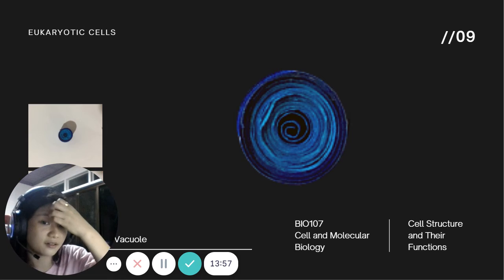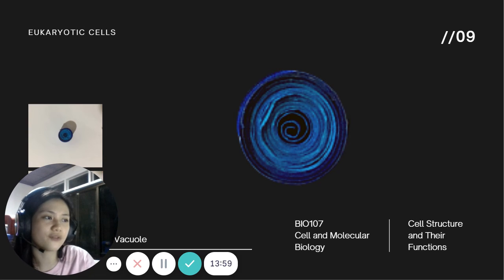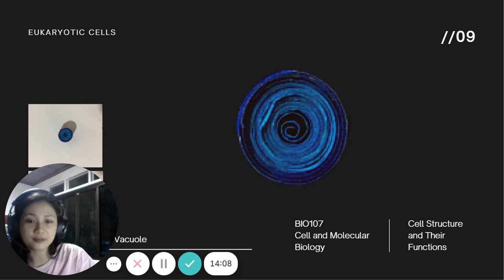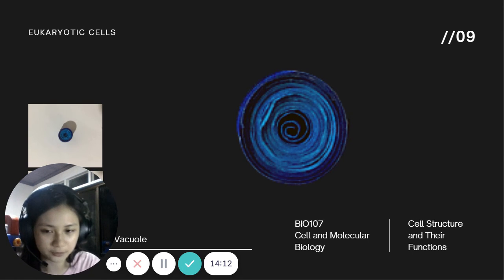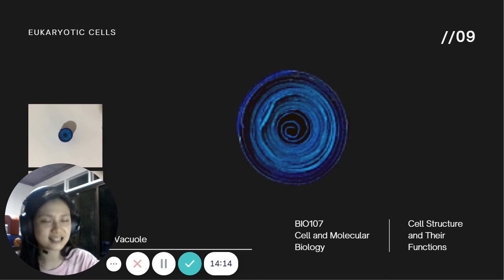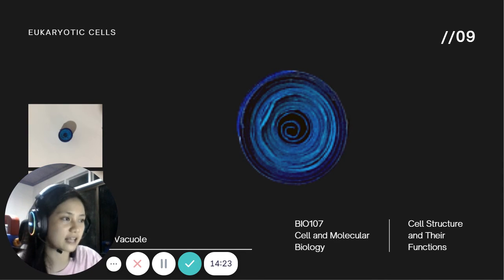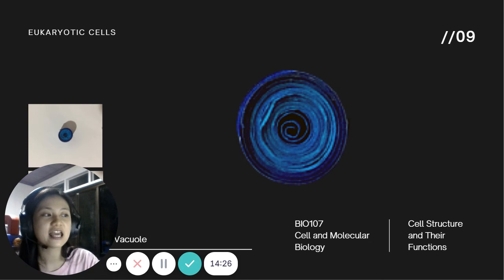So let's proceed. We have here the vacuoles. Vacuoles can or cannot be found in the animal cell. It is rarely found in an animal cell, unlike the plant cell, which definitely has a vacuole that is larger than the vacuoles of the animal cells. They are membrane-bound sacs found also within the cell cytoplasm.